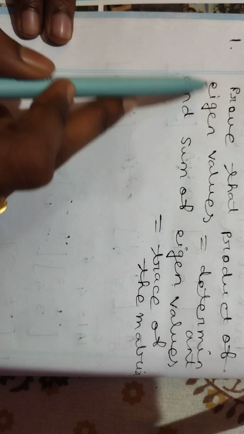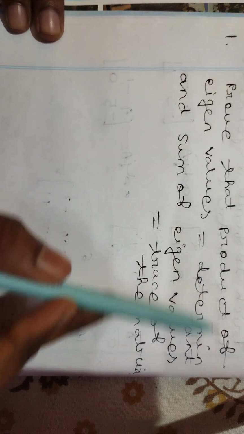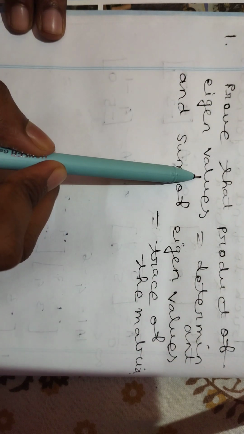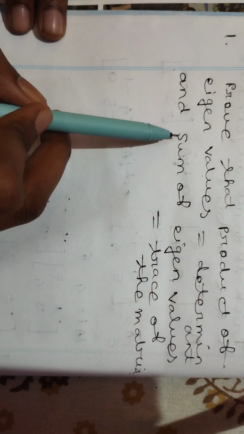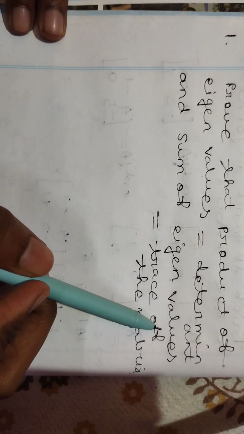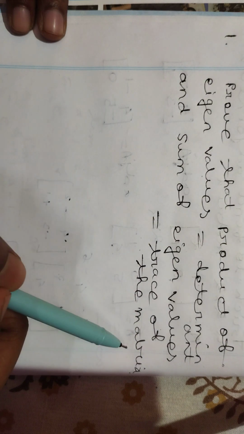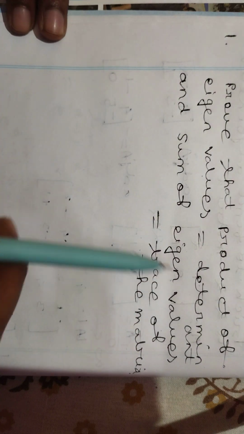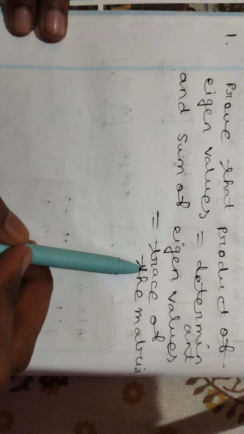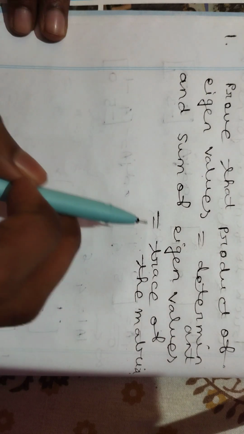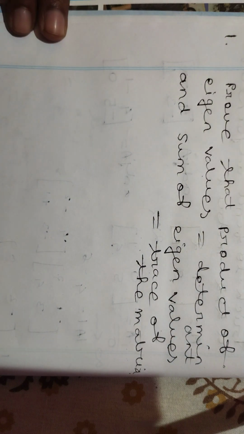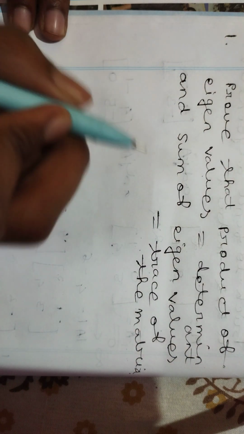Today in this video we will learn how to prove that the product of the eigenvalues of a particular matrix is equal to the determinant of the matrix, and if we calculate the sum of eigenvalues then it will be the trace of the matrix. Now for those students who don't know what the trace of a matrix is, trace is the sum of the diagonal elements of the matrix. So let us consider a 2 cross 2 matrix for this simple proof.